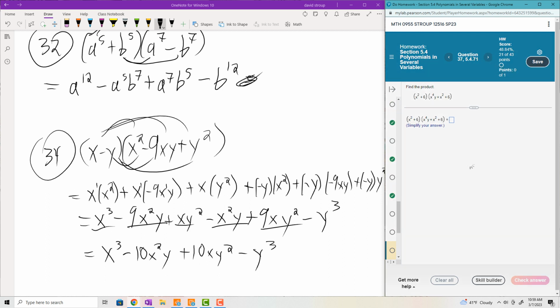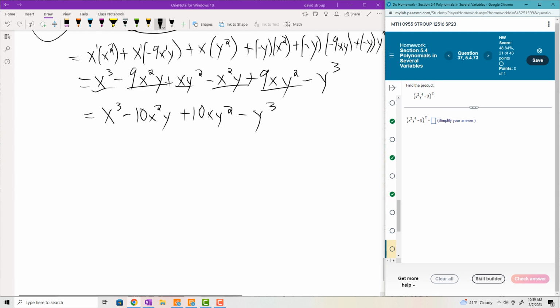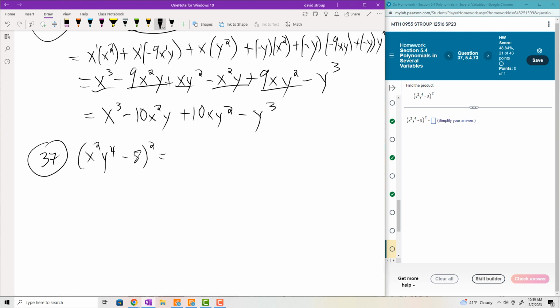Another with extra distributions. This one is just 37: x squared y to the 4th minus 8, squared. So it seems like this is just practice now at this point. x squared y to the 4th minus 8 times x squared y to the 4th minus 8.